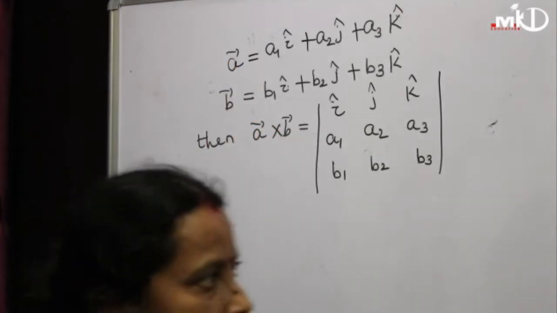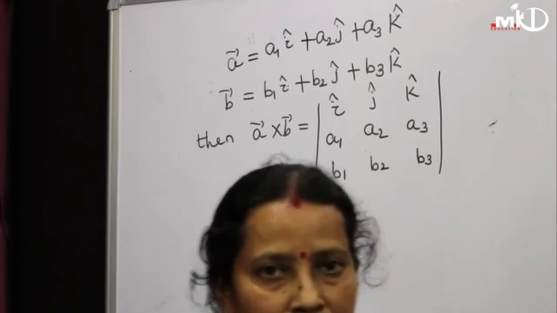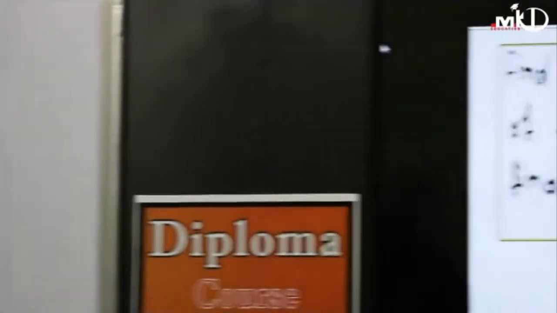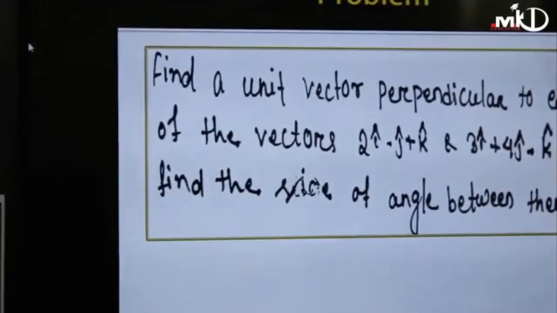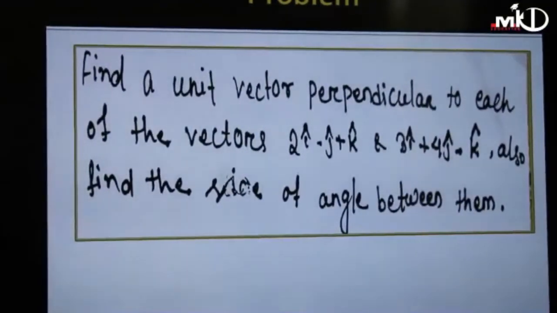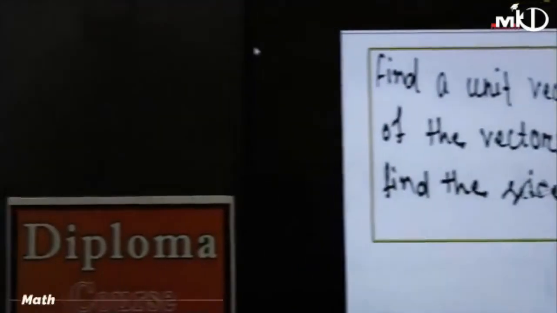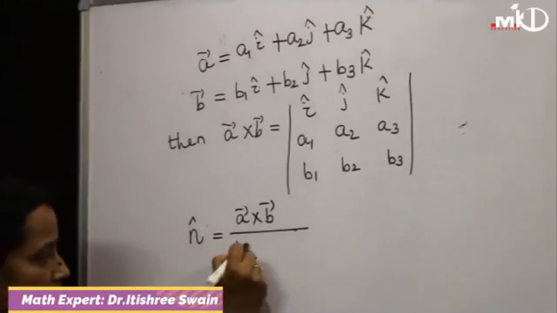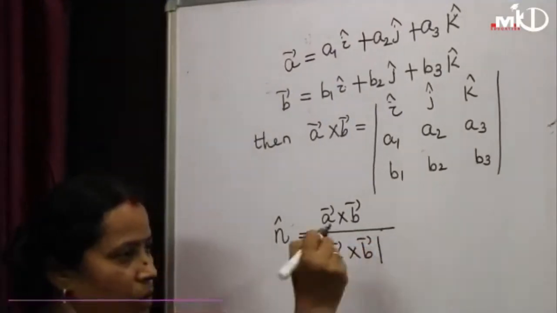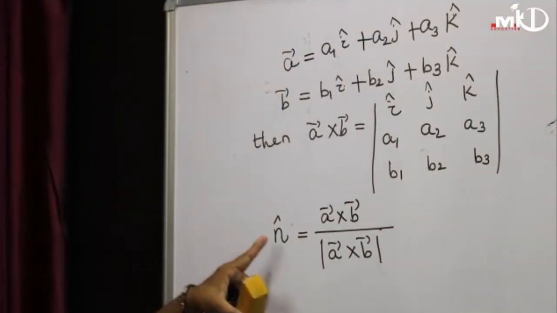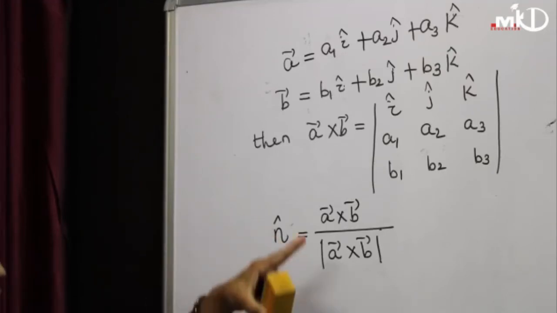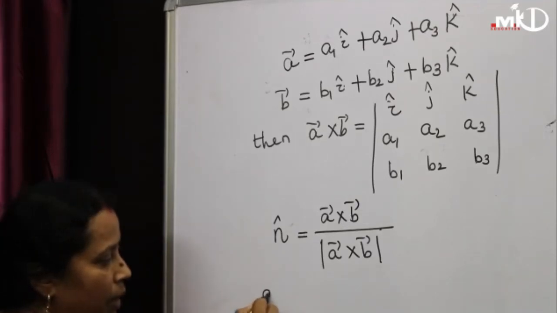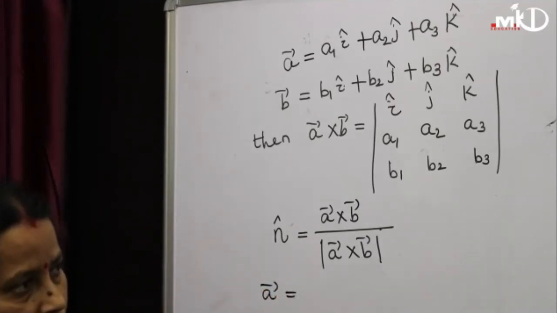Now whenever we find the unit vector that is perpendicular to each of the vectors, we find the n cap. How can we express it? It is expressed as A bar cross B bar divided by its modulus, that is, modulus of A bar cross B bar. So this is the formula to find the unit vector which is perpendicular to both the vectors A bar and B bar.